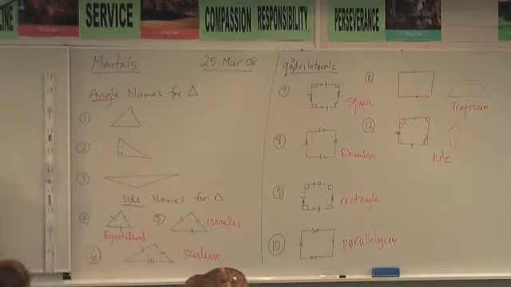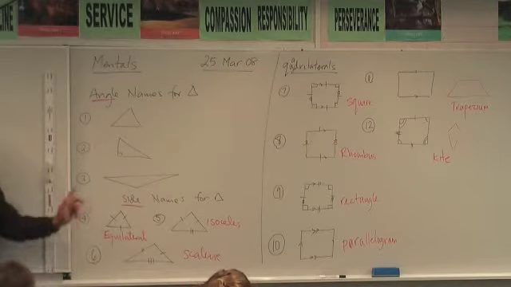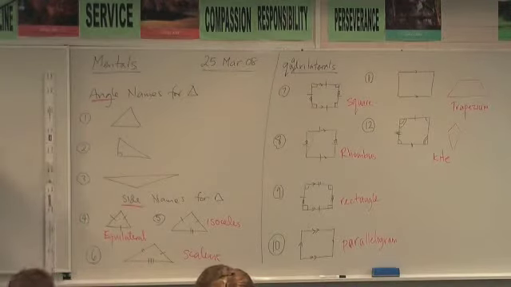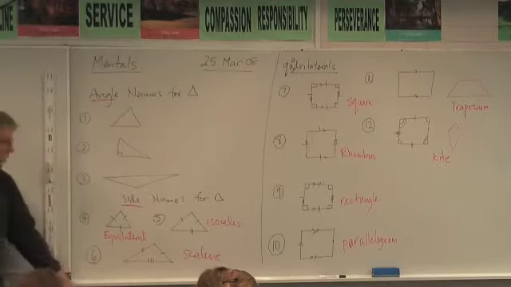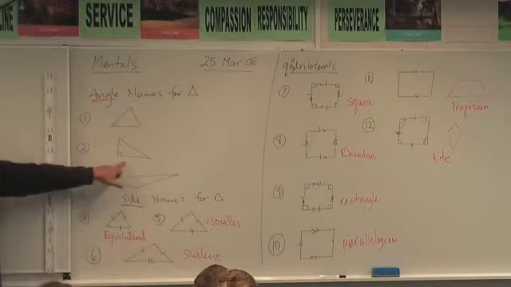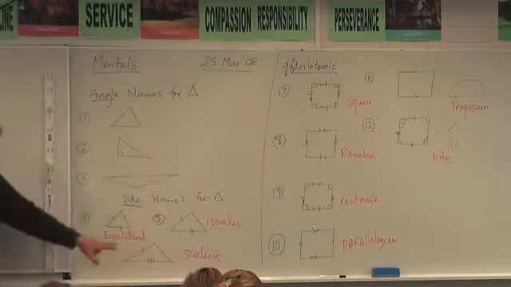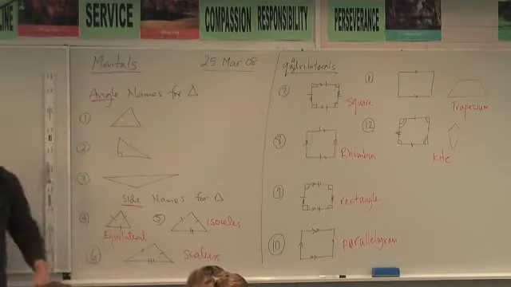Now they are the side names of triangles, and you need to remember the side names. If we ask for a side name, you can't use right angle. Right angle is not a side name. These are the side names. You need to remember the side names.